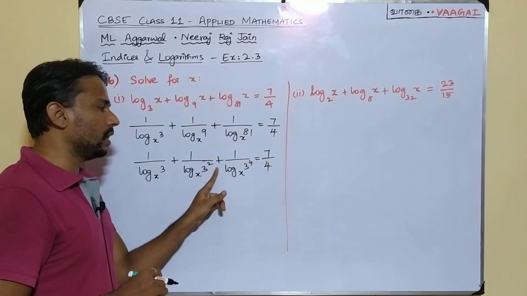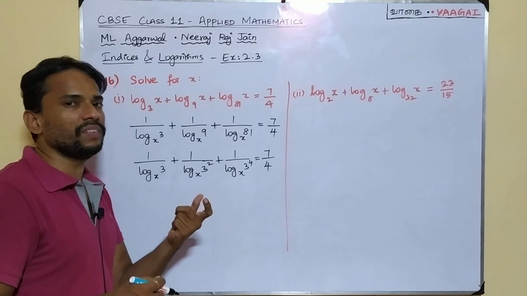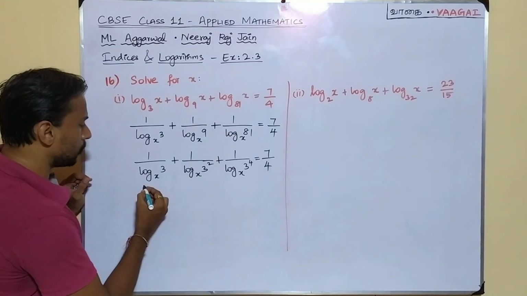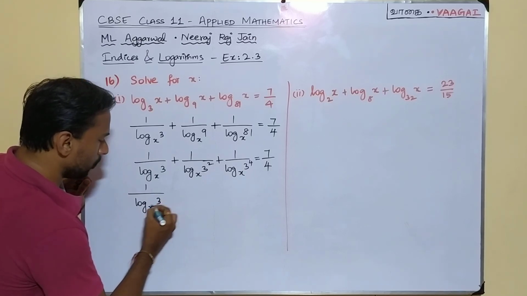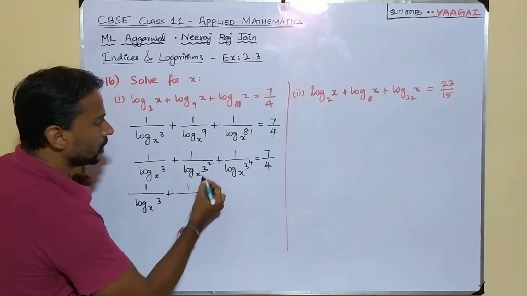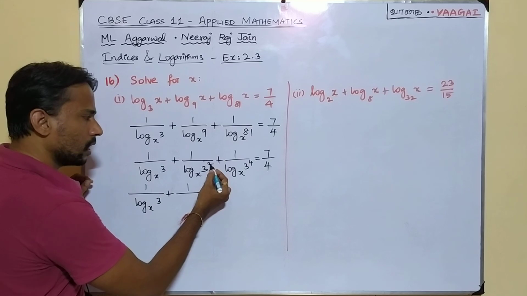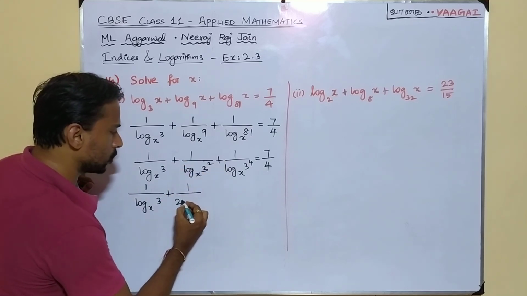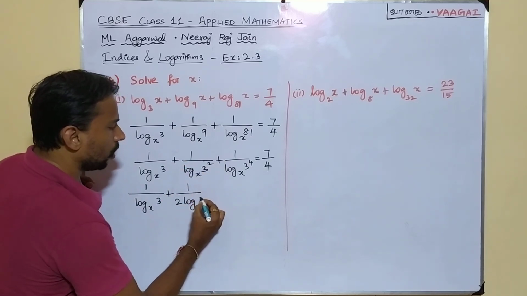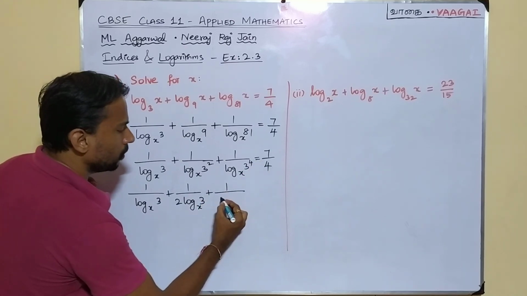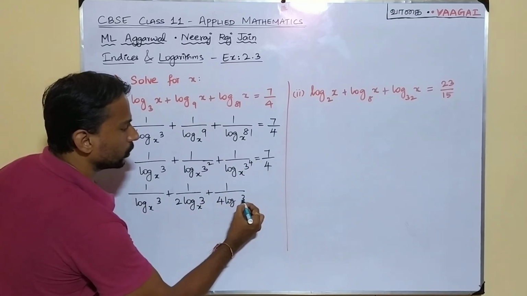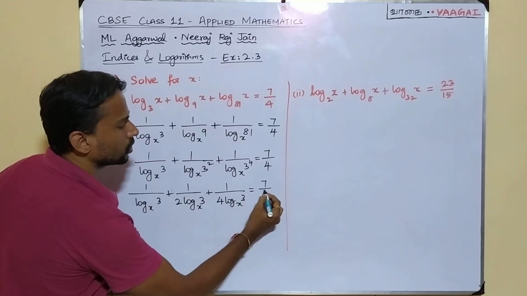because we got 3 square, 3 power 4, right? So we can very well use power rule. So when you try to use power rule, what happens? 1 by log of 3 to the base x plus 1 by, now this will become what? This 2 will come to the front. So this becomes 2 log of 3 to the base x plus 1 by, now this will become 4 times log of 3 to the base x is equal to 7 by 4. This is what it becomes.